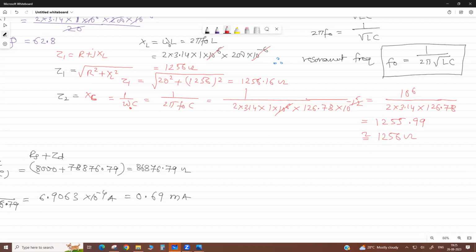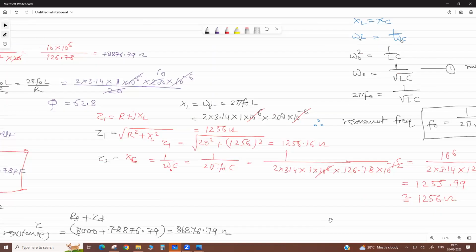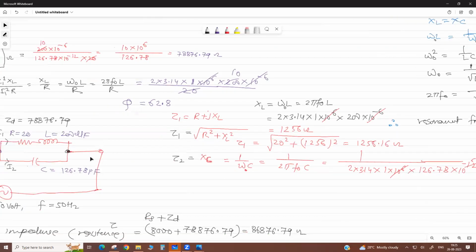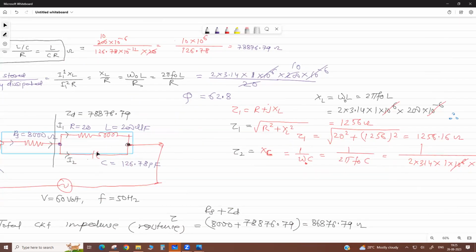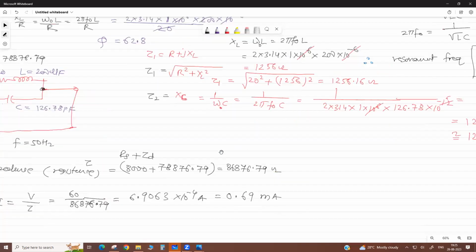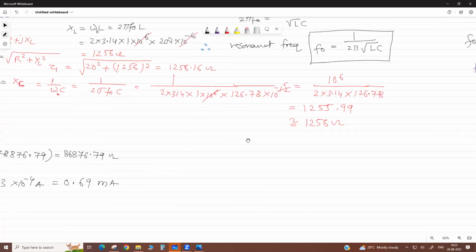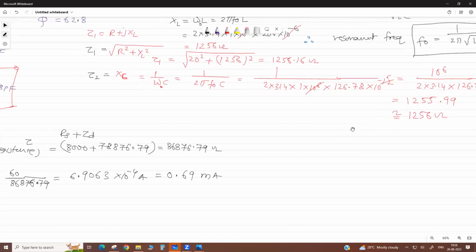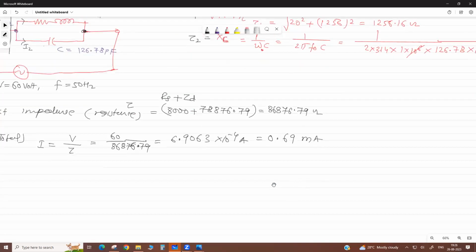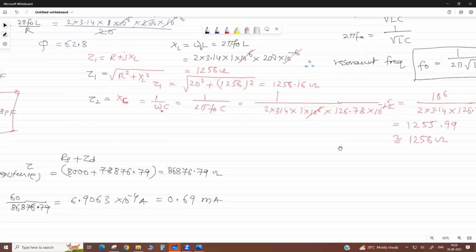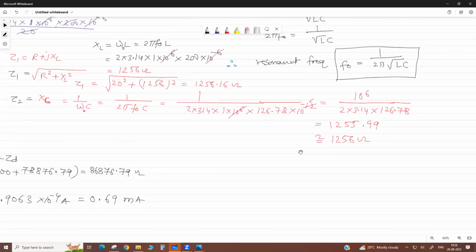Actually, it is easy because XL equals XC, na. So this reactance and this reactance are same. So we get 1256 ohm. Okay, so Z1, Z2 you know. Z1, Z2 you know. Almost same.